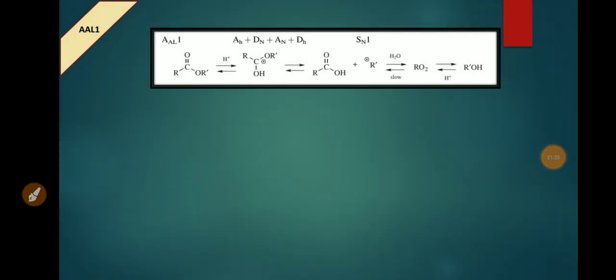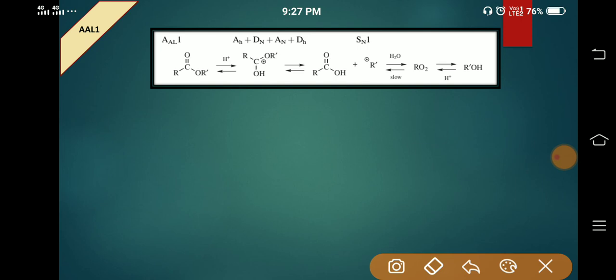This type of mechanism, the AAL1 type, occurs very readily when R dash easily comes off as a stable carbocation. That is, we require R dash to be a tertiary alkyl, or allyl or benzyl group. So this is the common mechanism for acid hydrolysis of esters of tertiary alcohols.